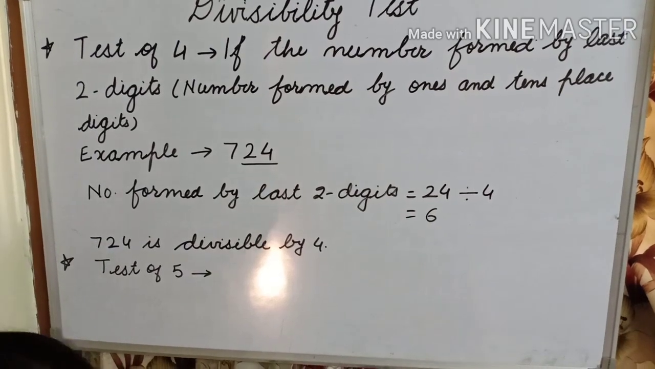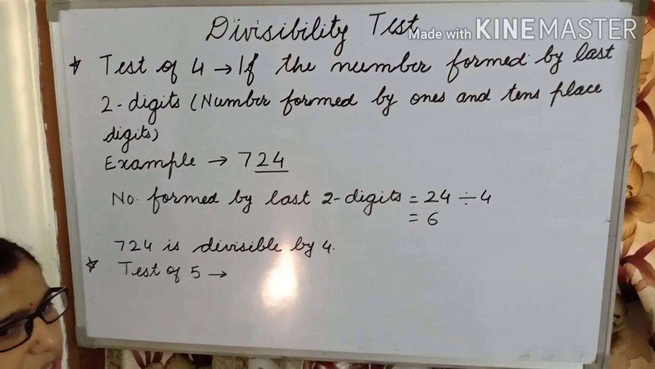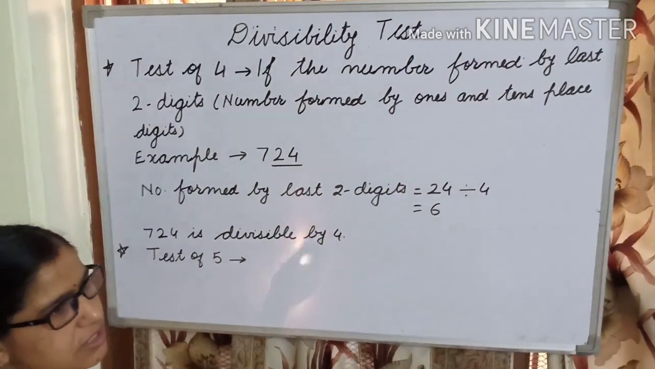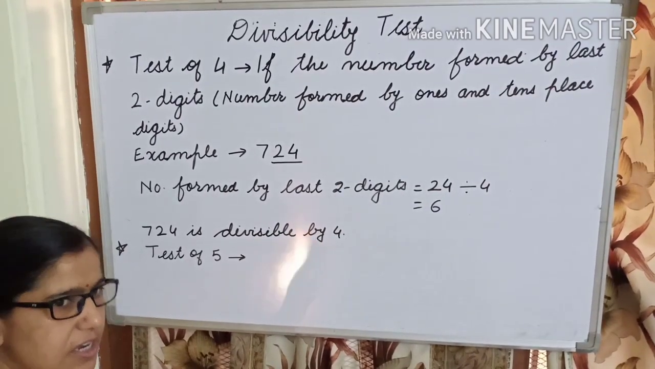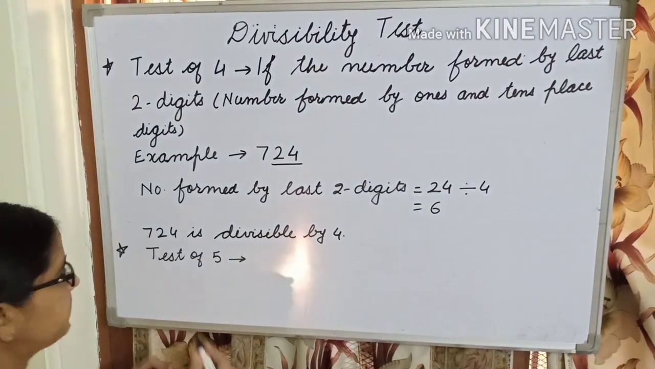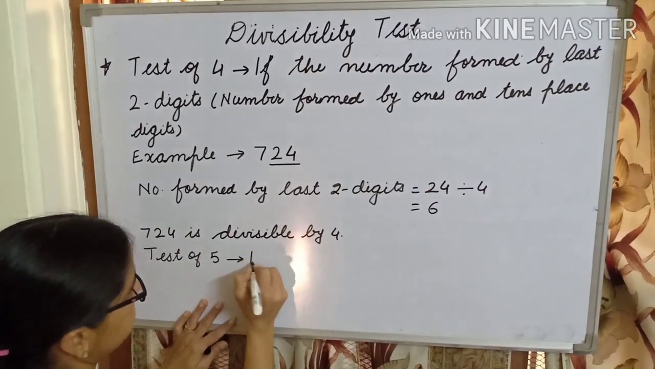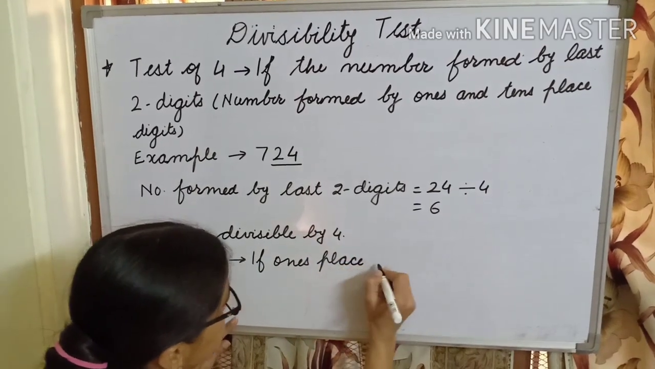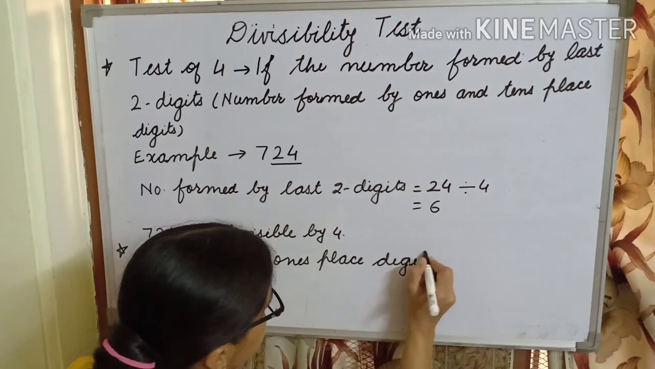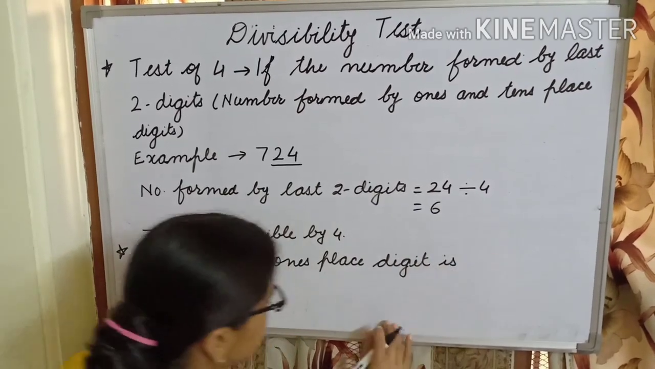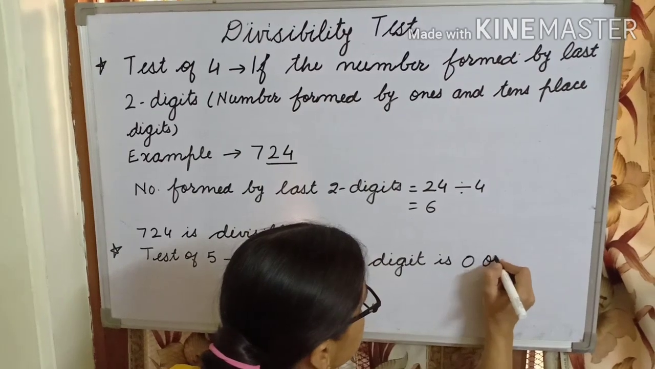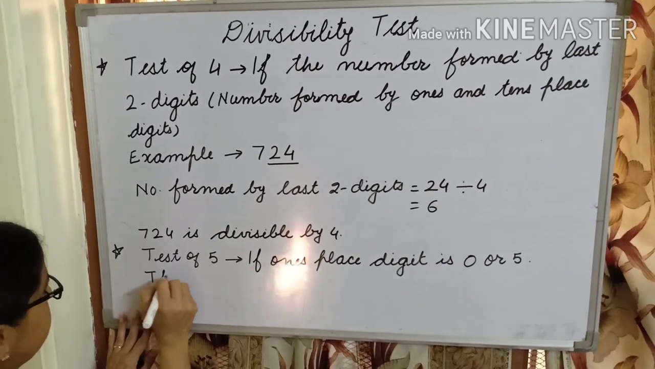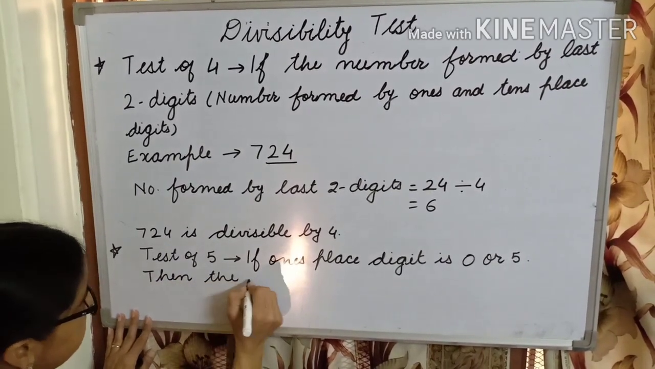For test of 5, what you have to check? You have to check the ones place digit. If the ones place digit is either 0 or 5, then the number will be divisible by 5. See, if ones place digit is 0 or 5, then the number will be divisible by 5.